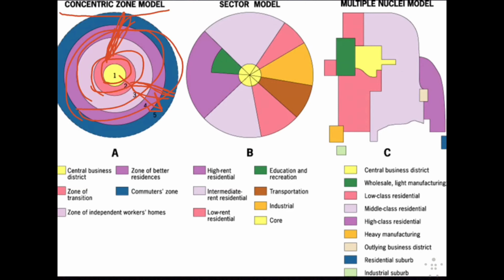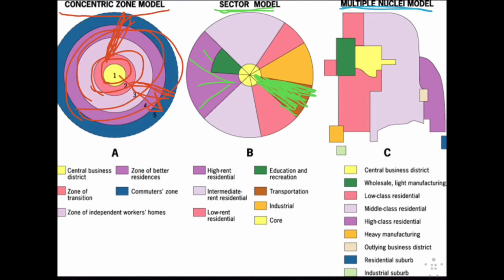Then moving on to the sector model. In the sector model, there's sectors with one nuclei. Another difference, the high class radiates out from the central business district. You can see that radiating out here. And transportation is built into the sector model, and its sector is there.